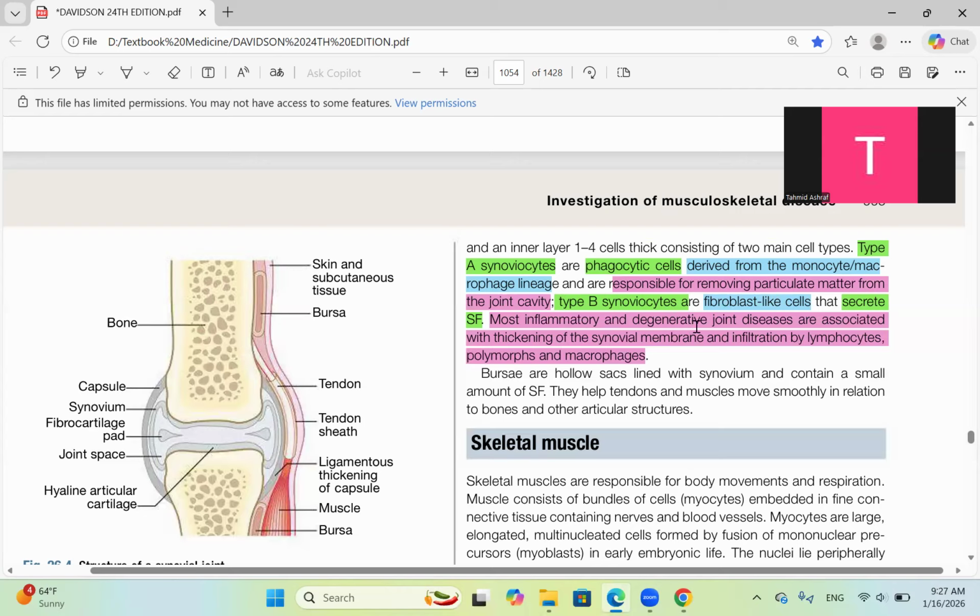Most inflammatory and degenerative joint diseases are associated with thickening of the synovial membrane and infiltration by lymphocytes and polymorphs. Polymorph means neutrophils and macrophages.